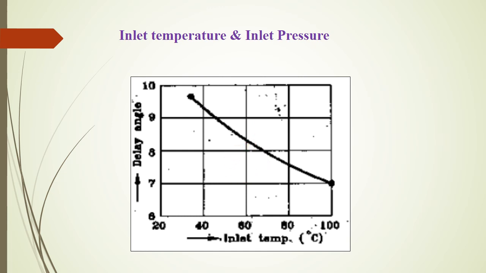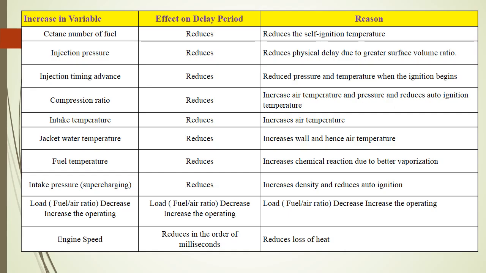These are the important parameters which influence the delay period, which in turn influence the combustion and the performance of the engine. We will see that in the next lecture. Here one chart is shown of these variables and their effect on the delay period, and the reasons. Increasing the cetane number of the fuel reduces the delay period because it reduces the self-ignition temperature, which is a chemical property.